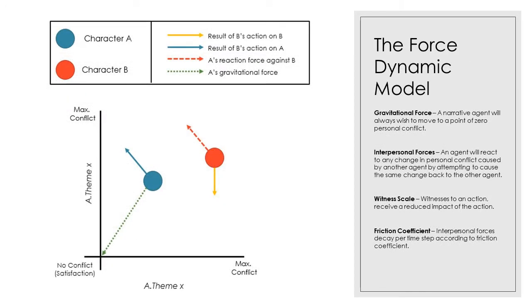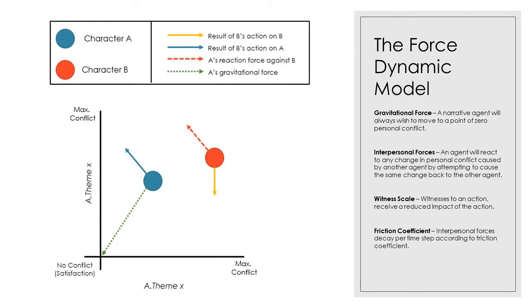Our force dynamic model keeps the same approach as the possible worlds model, but instead characters act by moving within an abstract space representing the conflict space formed by each character's themes. Action selection is done by selecting the action whose movement most closely matches the movement in the abstract space. Each character's movements are controlled by four main behaviors.